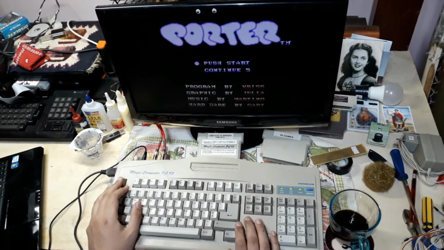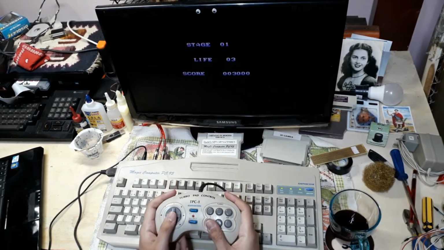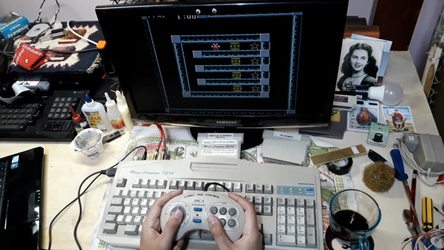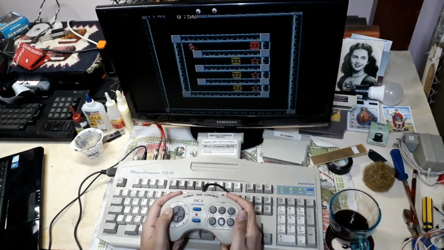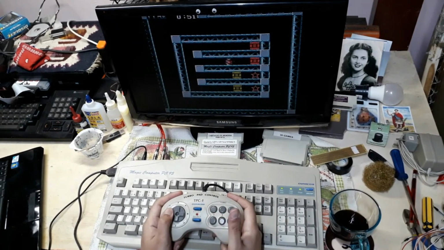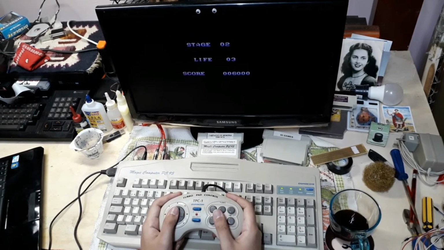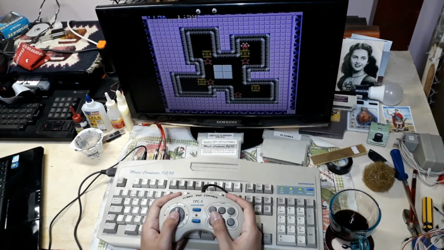Sokoban. Push start. I did. Let's see here. That's easy. Okay, so you walk and you press A. Looks easy, but on the next levels you have to understand the puzzle, or else you have a hard time.